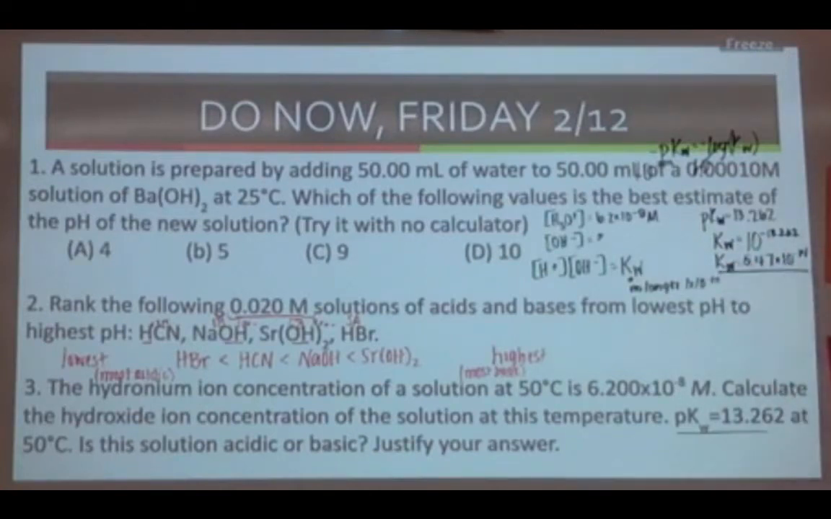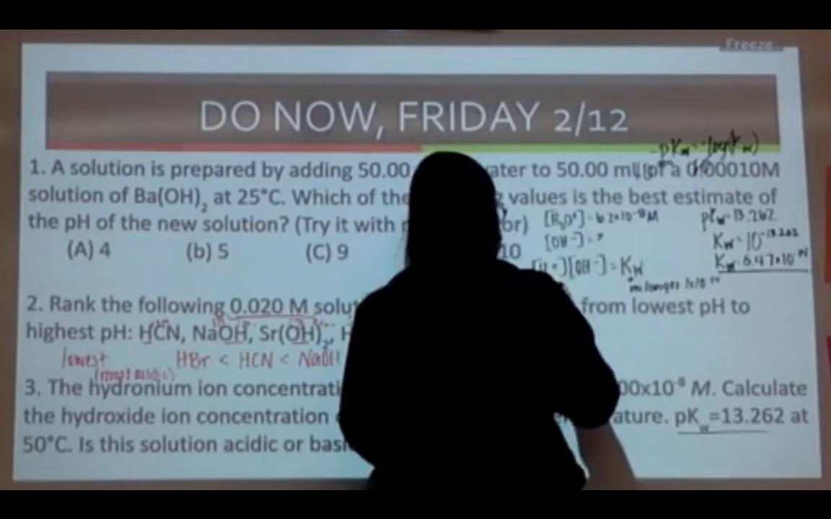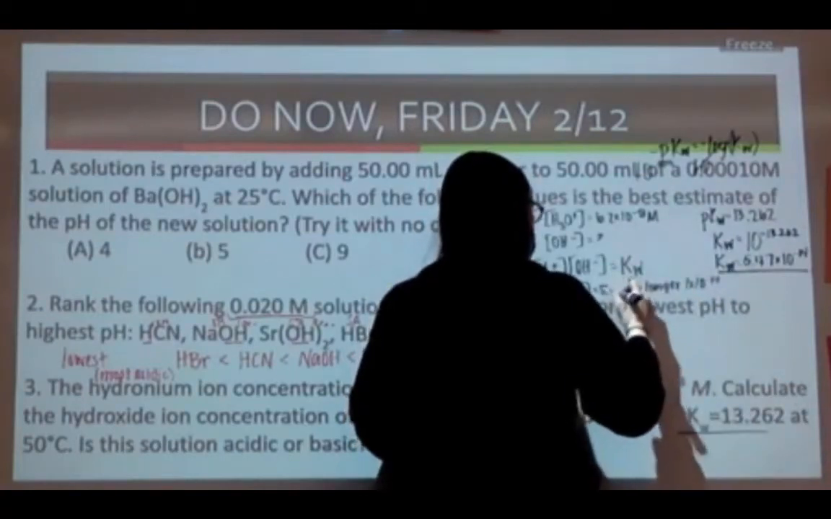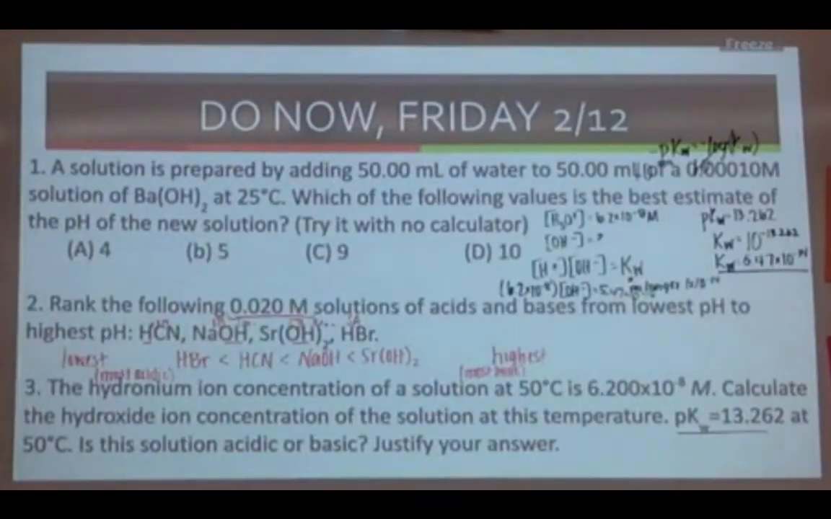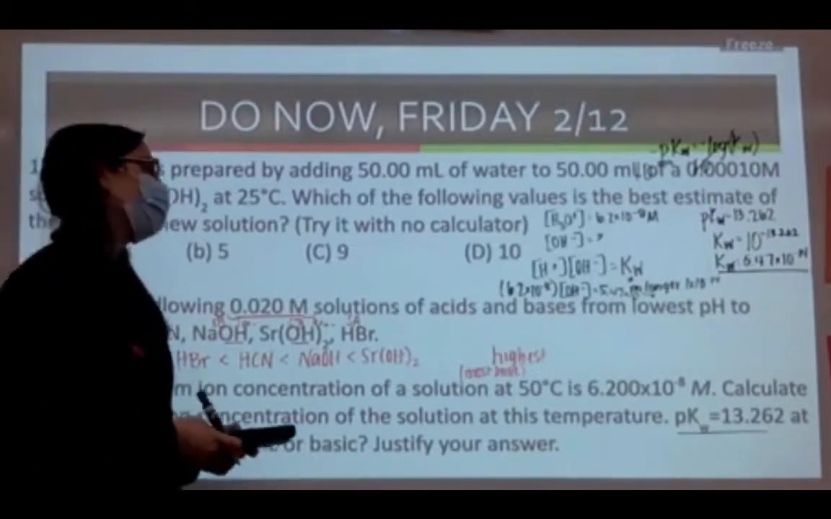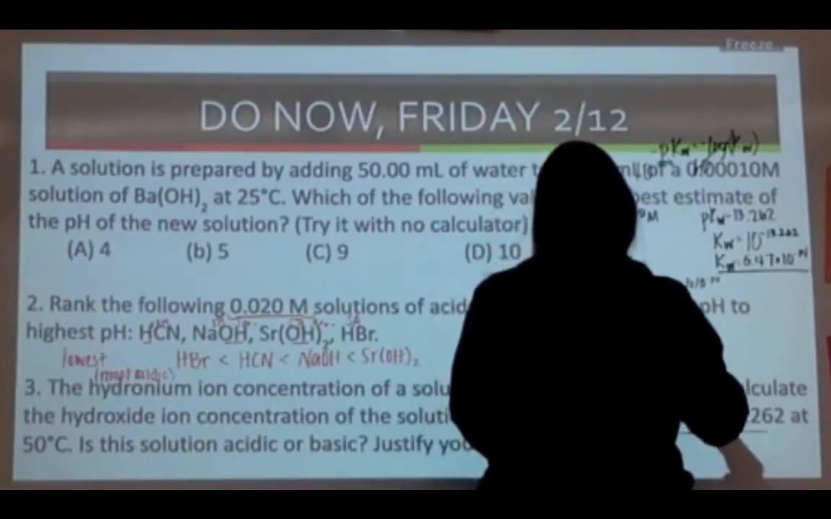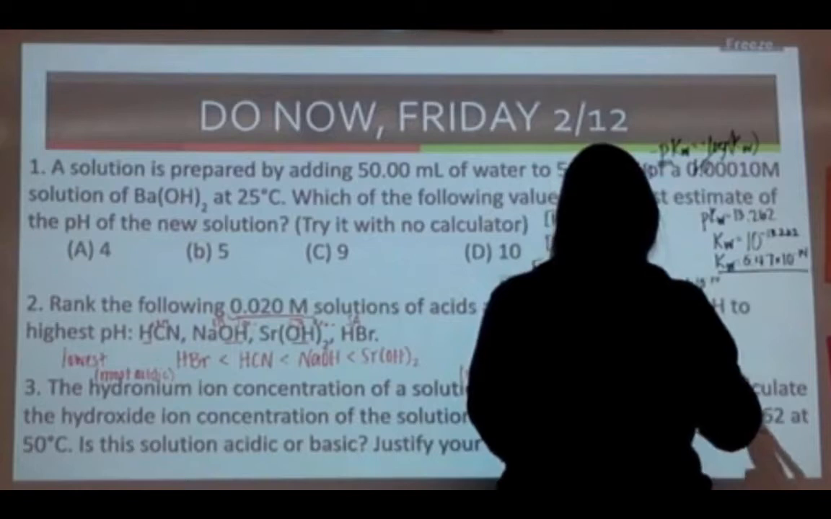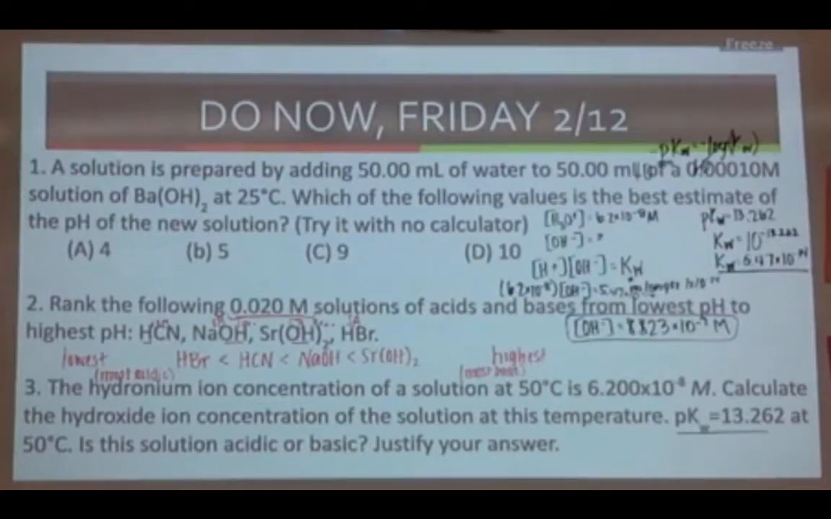Now that we have Kw, we can solve for H+ or OH-. I know that H+ is 6.2 times 10 to the negative 8. I'm solving for OH-, and Kw is 5.47 times 10 to the negative 14. So divide: 5.47 e negative 14 divided by 6.2 e negative 8. OH- is 8.823 times 10 to the negative 7th molar. There's our OH- concentration.